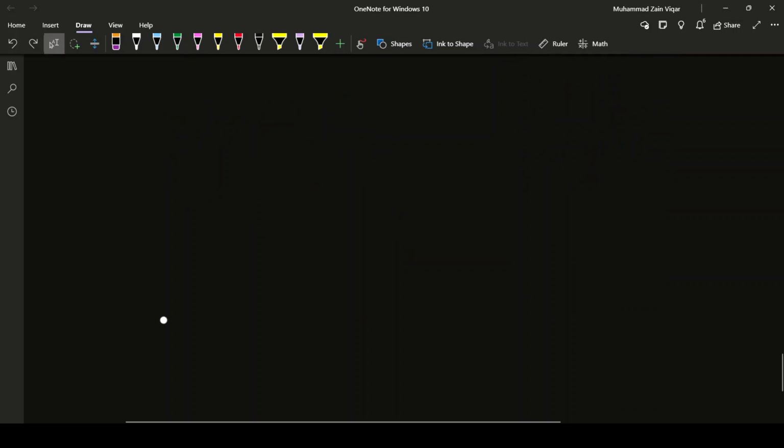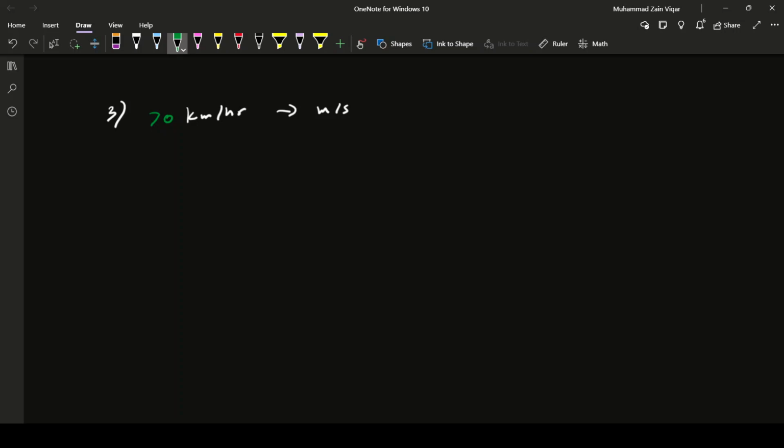So let's move on to the third case, which is when we have to convert two units or a unit and a prefix simultaneously. The most common example of that could be to convert kilometers per hour to meters per second. Let's say I have 70 kilometers per hour to convert to meters per second. To convert this, I use my second method, or you could use both of them. Both of them would work.